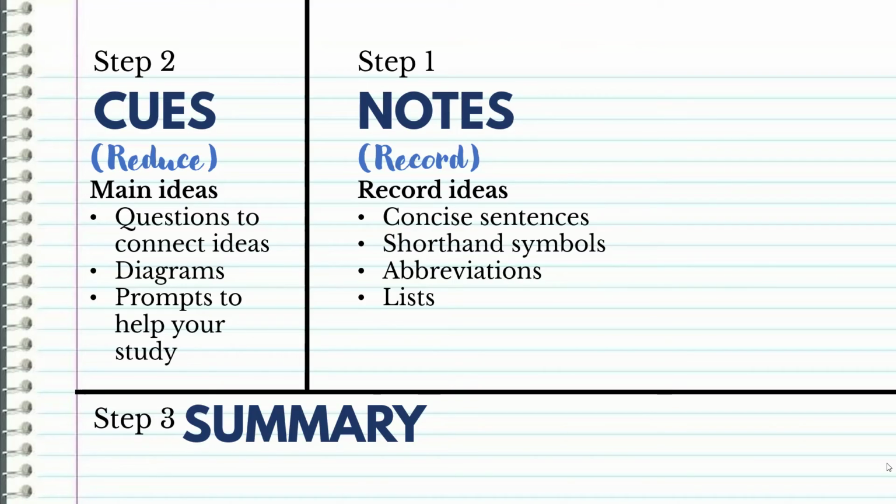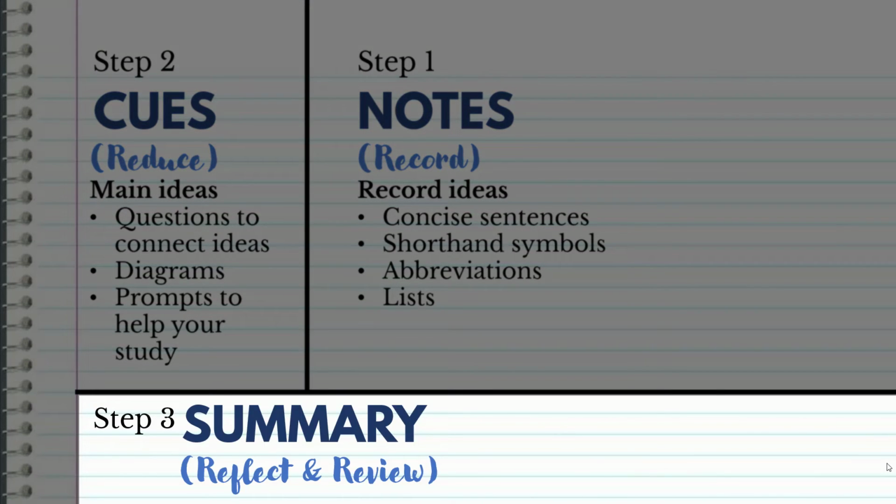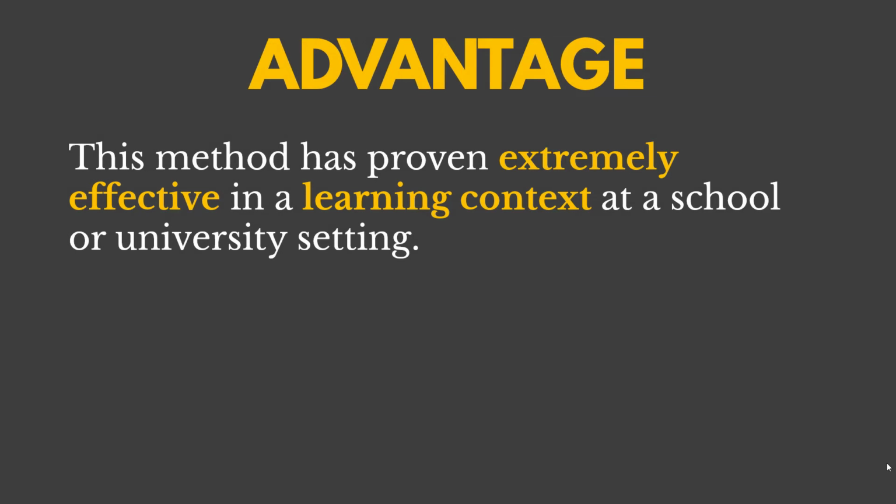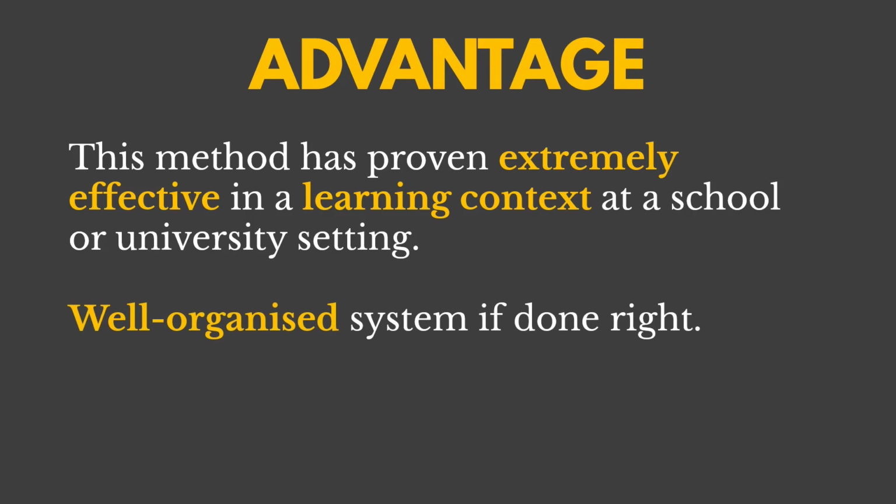Diagrams work because you need to speak to the examiner instead of reading your notes, and a picture says 1,000 words. So step 3, summary, is where you reflect and review. You summarize your top main ideas for quick reference, which is very good especially when you just want a quick glance. You do not want to spend time looking through all the different ideas. Top main ideas are excellent for triggering and starting you off on the next point when you lose track. The advantage: this method has been extremely effective in a learning context in a school or university setting. It's a well-organized system if done right.